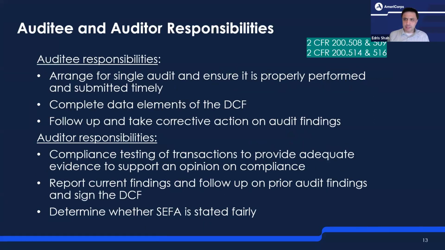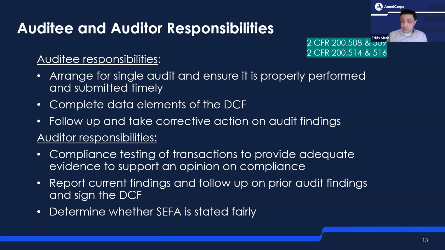So moving on to the next slide here, about the responsibilities. I talked about the different key players that are involved on the government side. And now here on the auditee side, what are some of the responsibilities that they have? So auditees, as you can see here, must arrange for a single audit just to ensure that it's properly performed and is submitted timely. And as you all know, the final report with the data package is submitted to the Federal Audit Clearinghouse. That is the entity that houses the audit information.